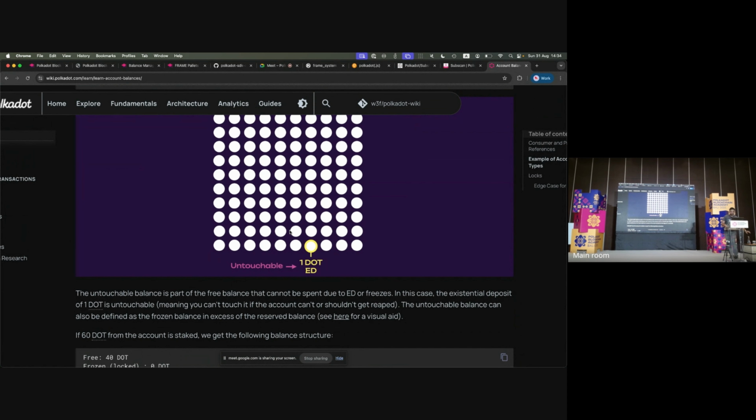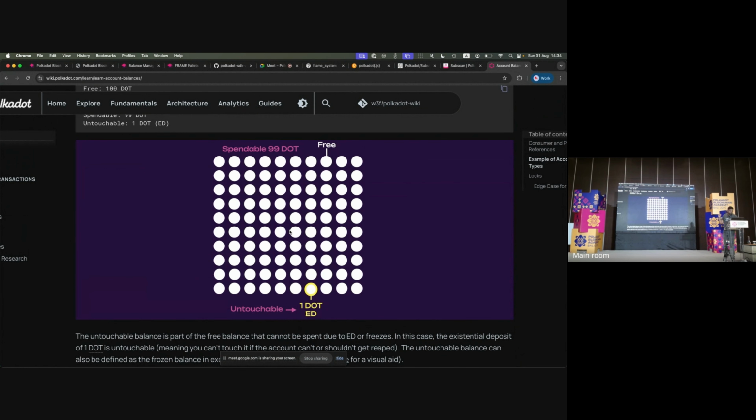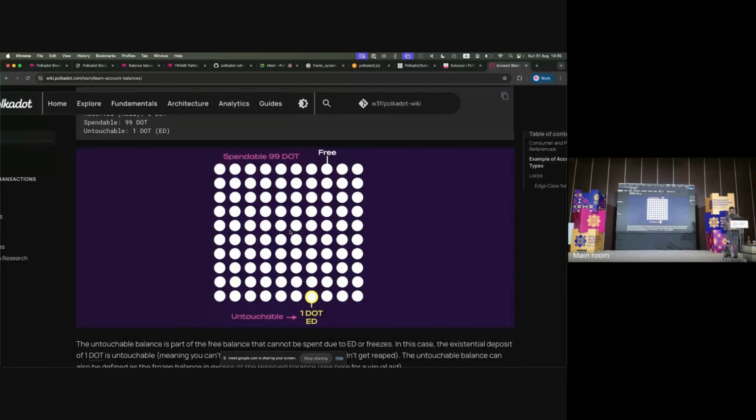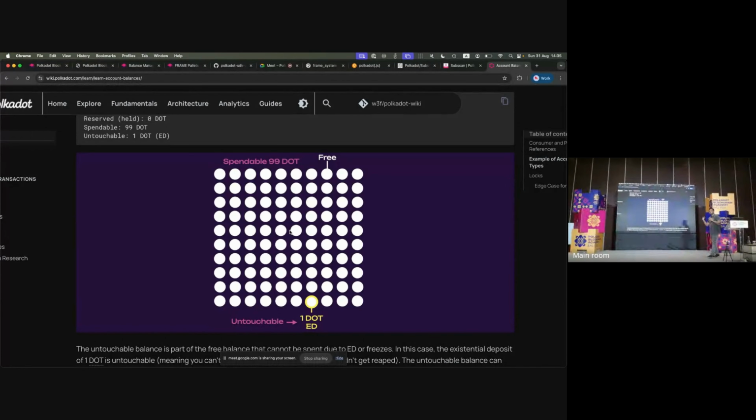Okay, shall we move on? I can show you a few more examples just to better understand what is happening. Let's say you have 100 DOT. I'm taking this from the wiki link, and it's in the speaker notes, so you can go and check it. You have 100 DOT, out of which 99 is spendable because 1 DOT is the existential deposit. It's a little bit tricky to say what is spendable, because technically you can spend all 100 and let your account die. But 99 is spendable in the sense that you want to keep your account alive.